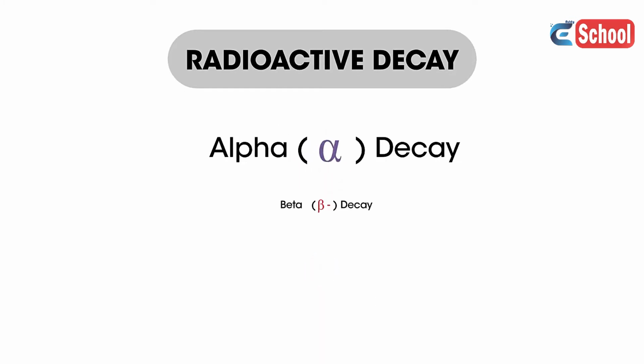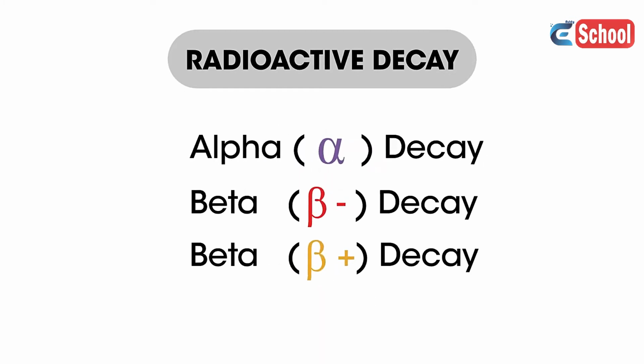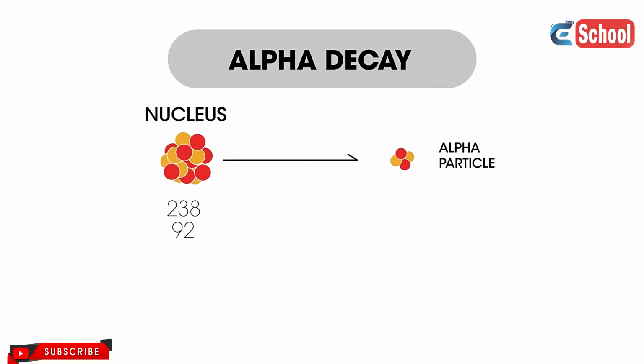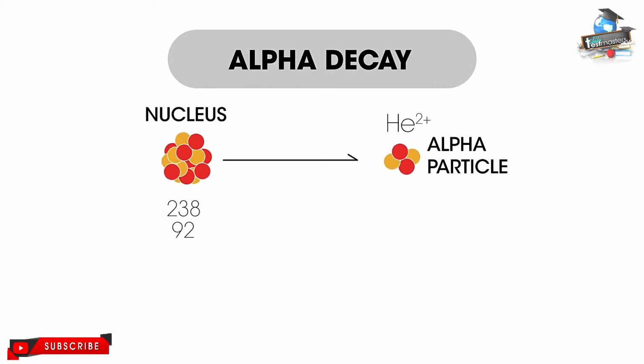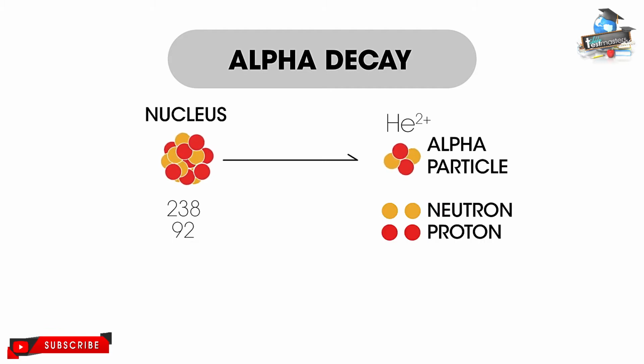We need to consider three types of decay: alpha decay, beta negative decay, and beta positive decay. Alpha decay is the loss of an alpha particle. An alpha particle is made up of 2 neutrons and 2 protons. They have a mass of 4 and a charge of +2. When an atom loses an alpha particle, the mass number decreases by 4 and the atomic number decreases by 2.